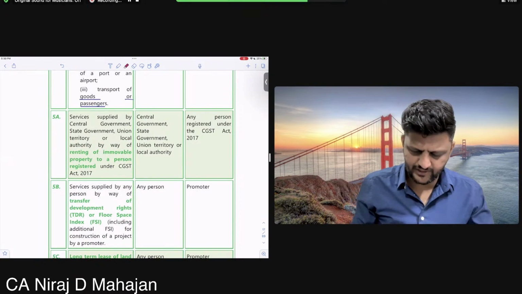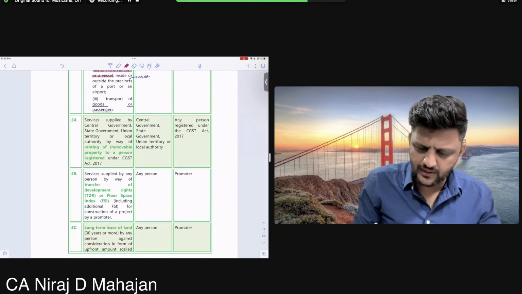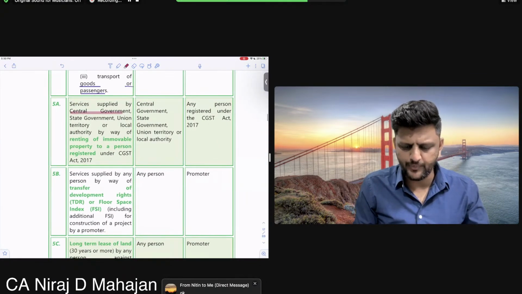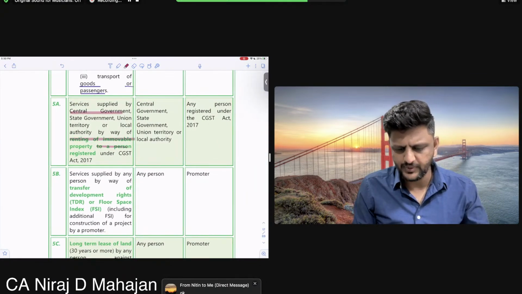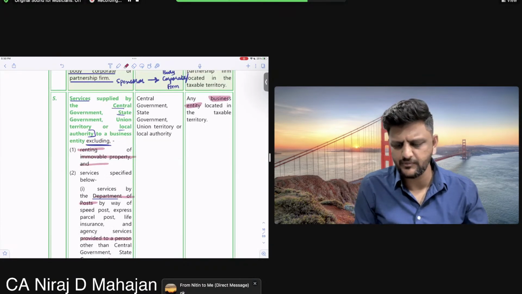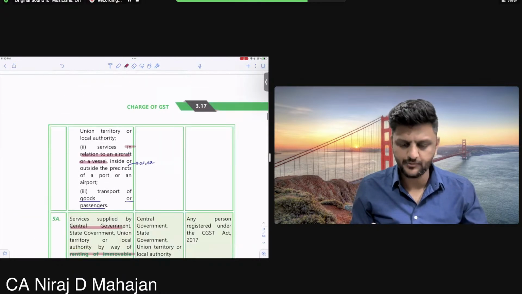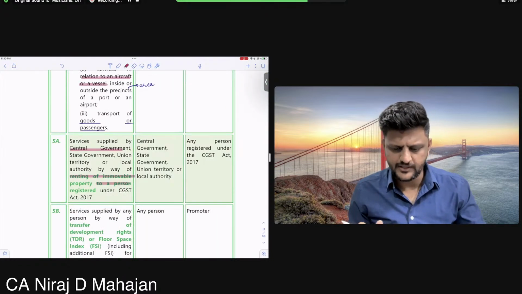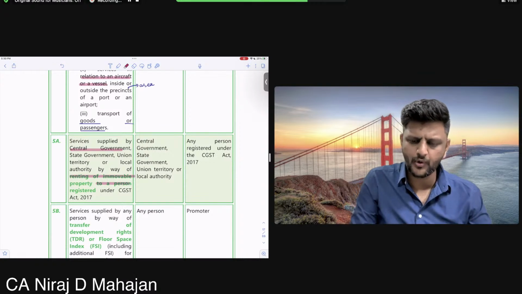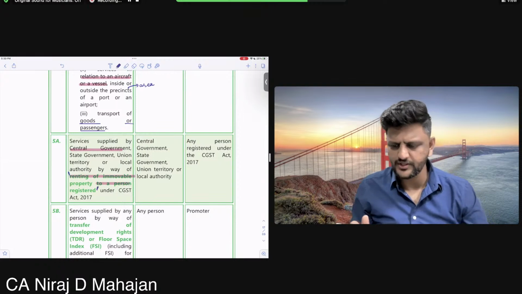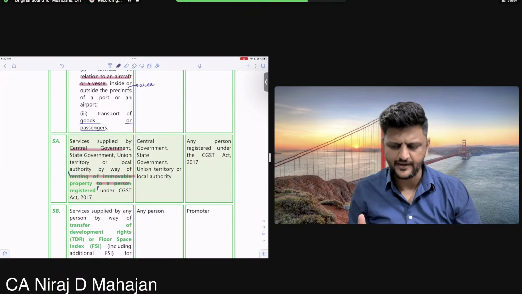Then 5A, 5B. Services supplied by government, state government, UT and all of that, by way of renting of immovable property to a registered person. In 5 what we had? Business entity. Here we have who? A registered person. Again RCM applicable. But what is the service? Renting of immovable property, to a registered person, registered under the CGST Act. No problem.